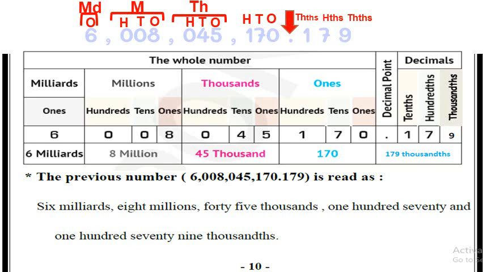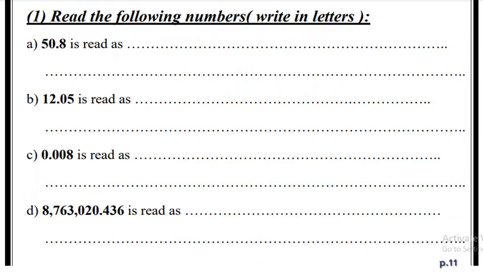And now move to the decimal part. We have 1 under tenths, 7 under hundredths, and 9 under thousandths. And here the previous number is 6 milliard, 8 millions, 45 thousands, 170. And now read the following numbers or write in letters. So here we need to write the number in letters.